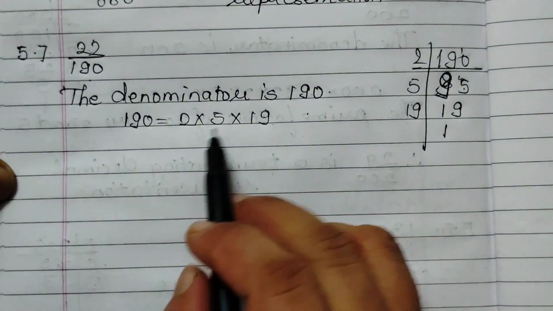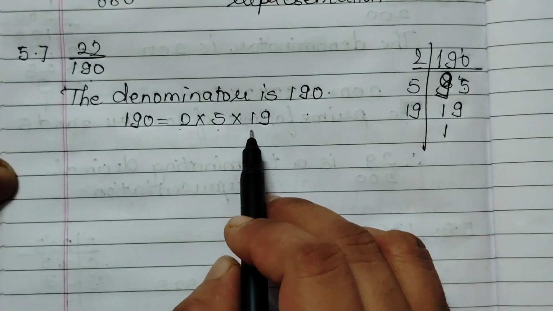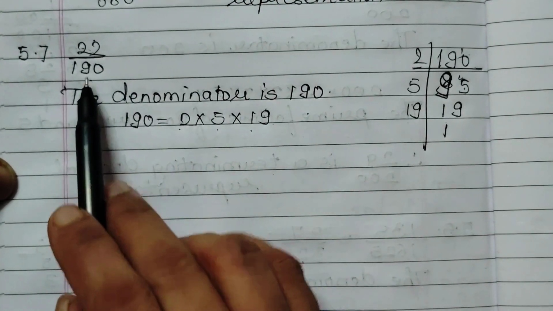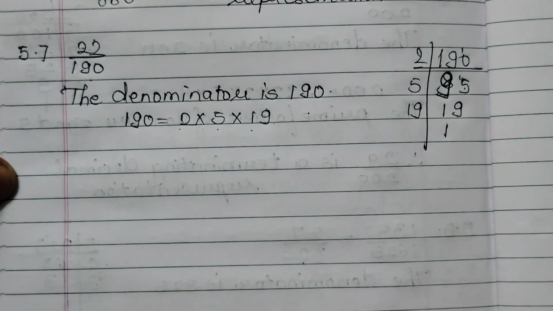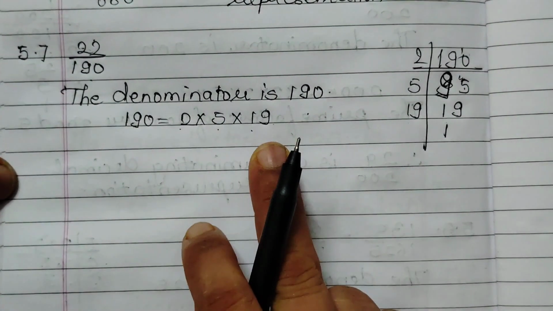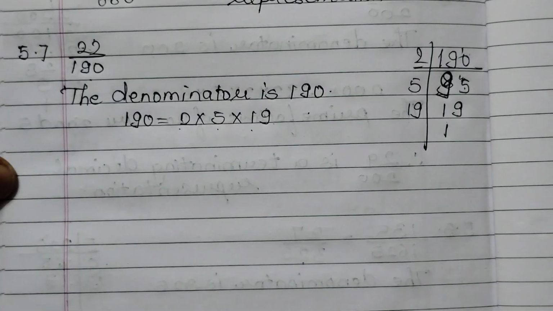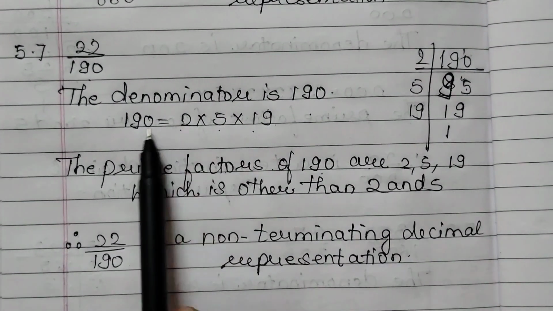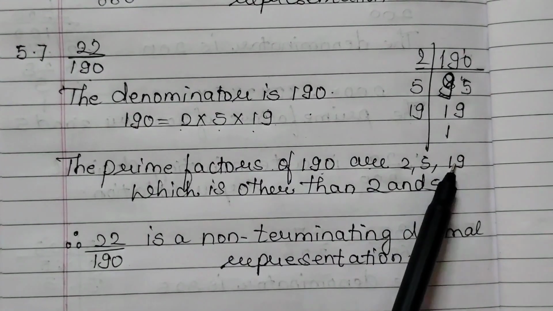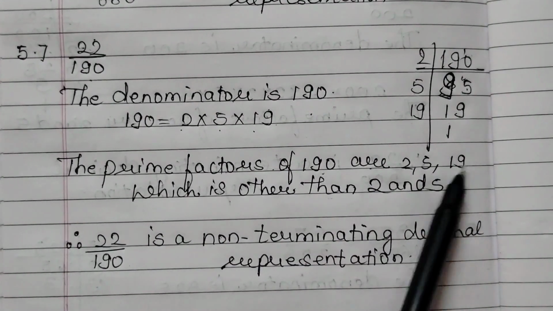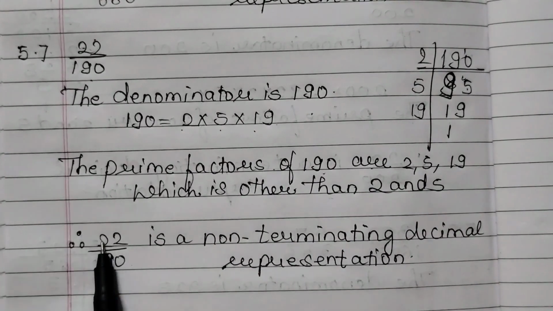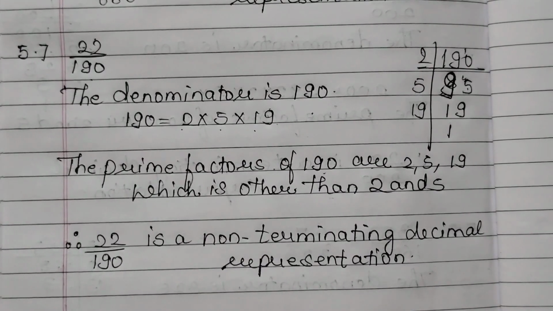So here again we have 2 and 5, but we have 19 also. So this becomes a non-terminating decimal, because in a terminating decimal we require only 2 and 5, or only 2 or only 5. But we have 19 also. So the prime factors of 190 are 2, 5, 19. This we wrote, which is other than 2 and 5. So 19, if we want terminating, should not be there. Therefore, since it is there, we wrote that 22 upon 190 is a non-terminating decimal representation.